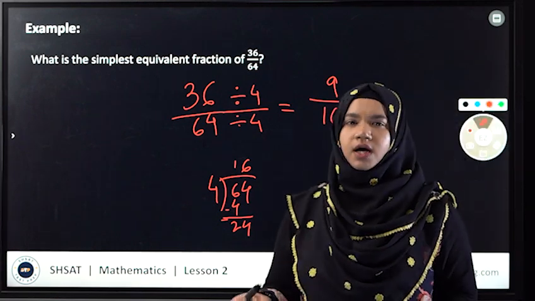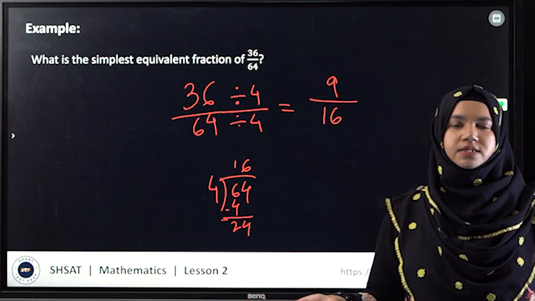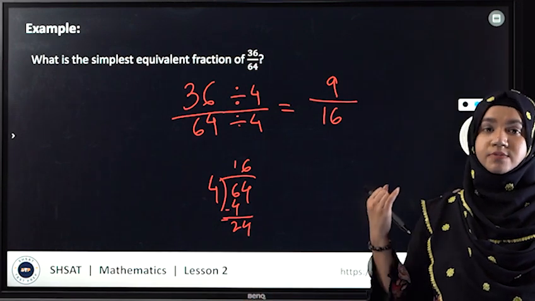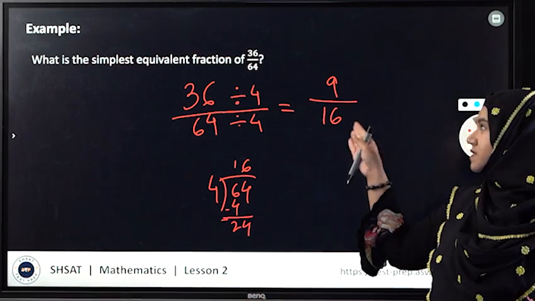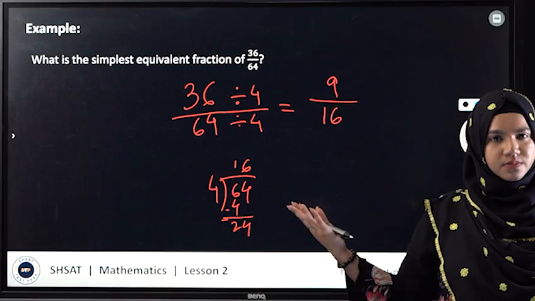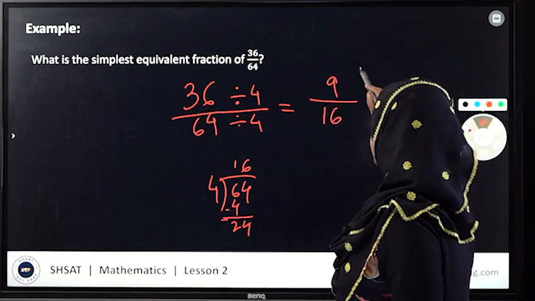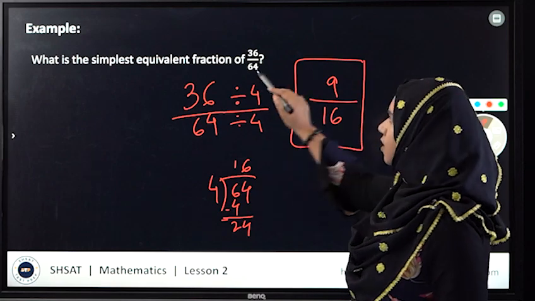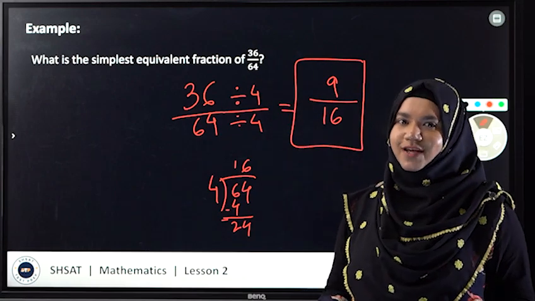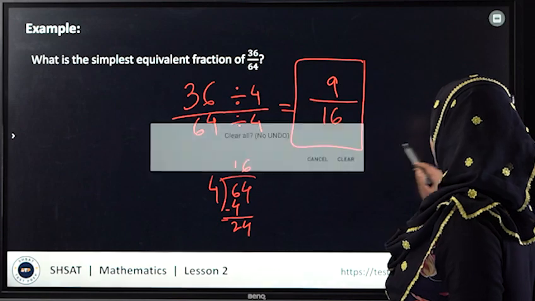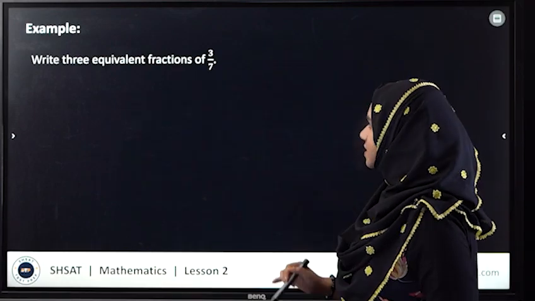If you consider, are there any numbers that divide both 9 and 16? Let's say 3. 3 times 3 is 9, but 3 times 5 is 15, not 16. Which means that this is the simplest equivalent fraction of the fraction that's already given. Got it? Let's now move on to the next question.